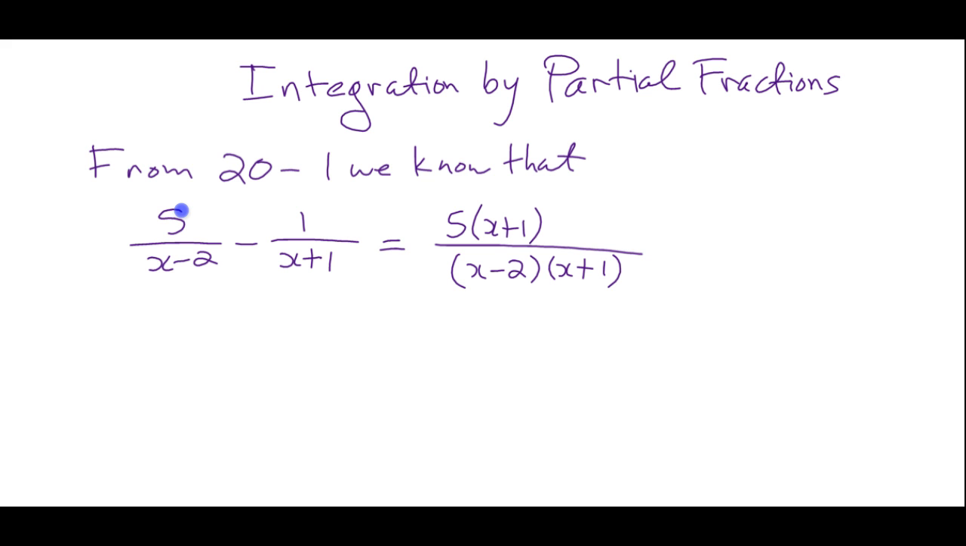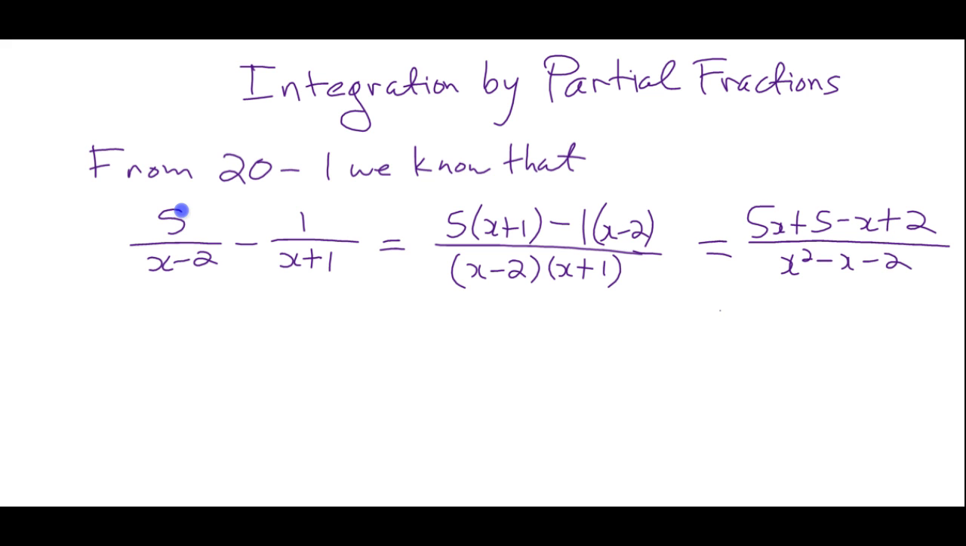What sign do I write here? Minus. What do I do with the 1? Multiplied by x minus 2. Okay, what's that give us? 5x plus 5 minus x plus 2 over x squared minus x minus 2, which is what? So we've got 4x plus 7 over x squared minus x minus 2.